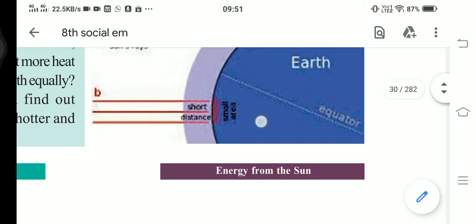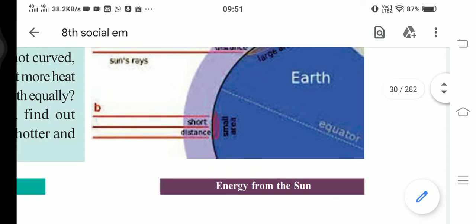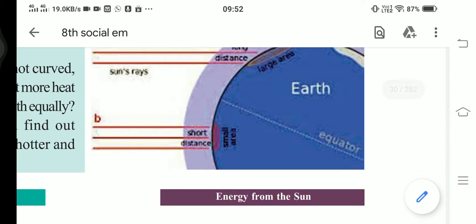So here the insolation received on Earth's surface depends on the angle of incidence also. This is another point you need to keep in mind and understand, that there is a change in temperature from one place to another place depending on the angle of incidence, understand, right?